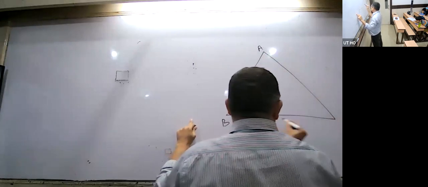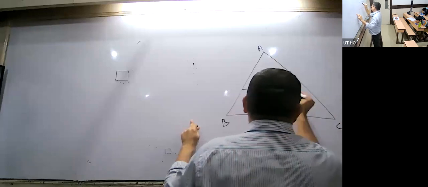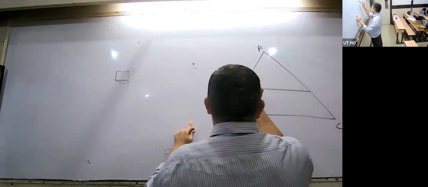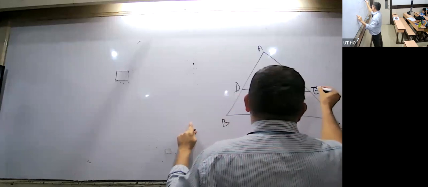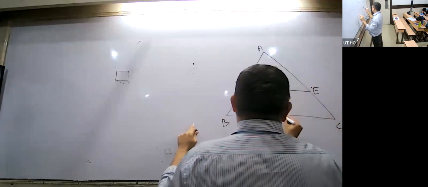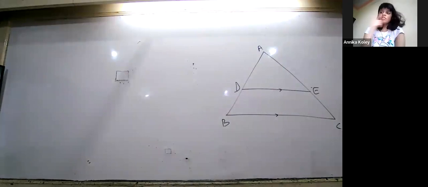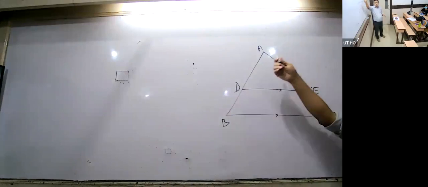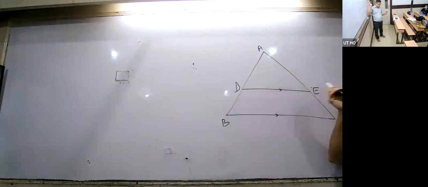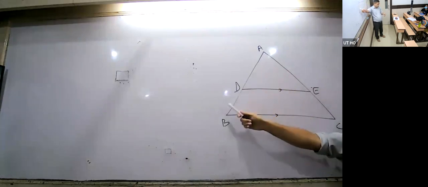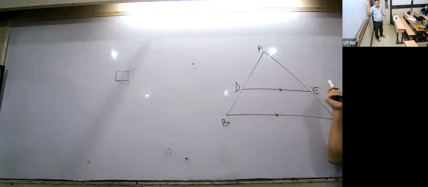Triangle ABC. I'll draw a line. Let's say B, A, B, C, D, E. A line drawn parallel to one side of a triangle means what? DE is drawn parallel to BC. Then it intersects at distinct points, meaning DE meets AB at D and AC at E. Then it divides the two sides in equal ratio. Means what? AD upon DB is equal to AE upon EC.